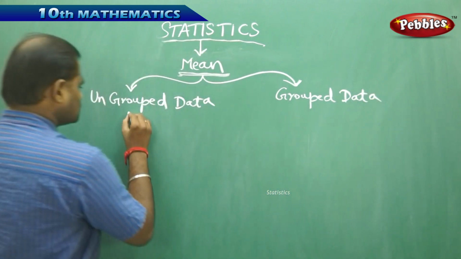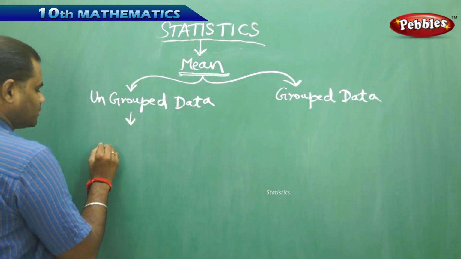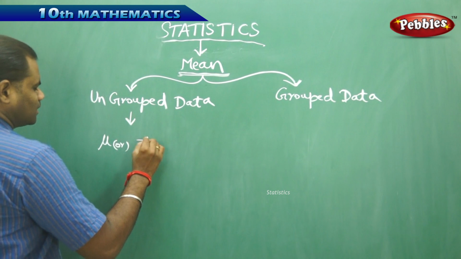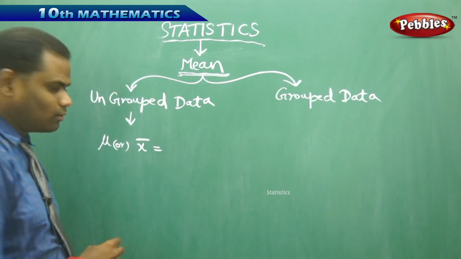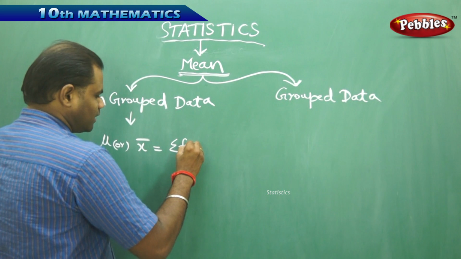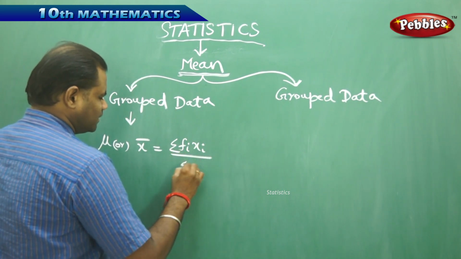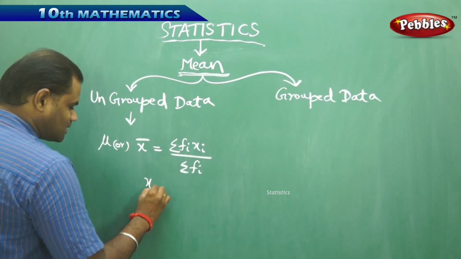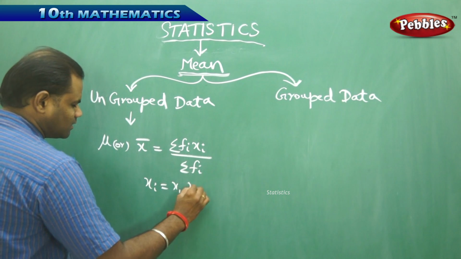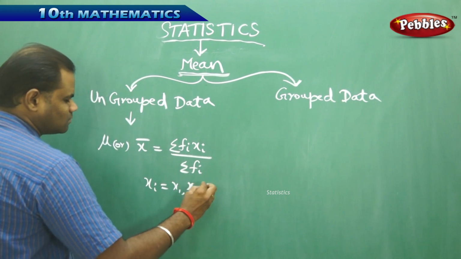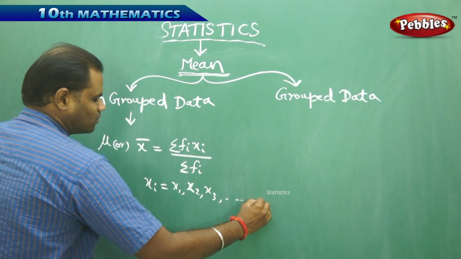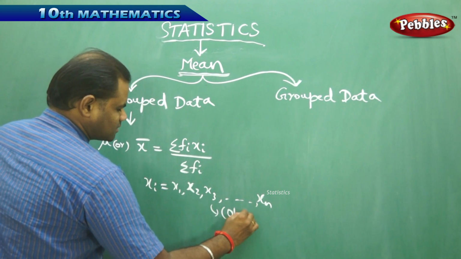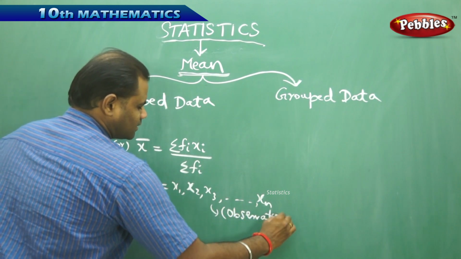Now initially, to start with, my mean, which is generally denoted with mu or x bar, is given by the formula sigma fi xi by sigma fi, where xi, which is x1, x2, x3, and so on till xn, are called observations, or they are called the data.